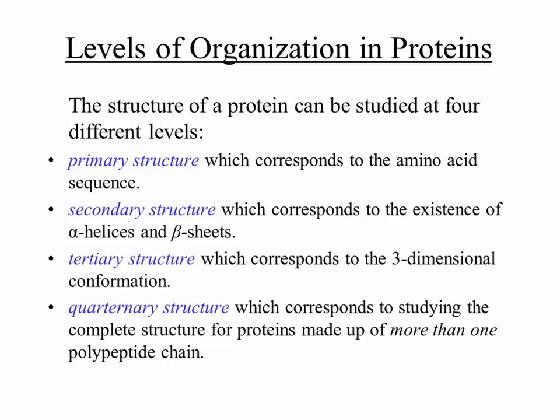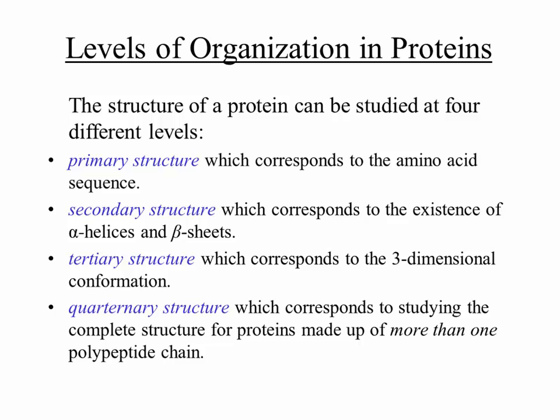Now what are the levels of organization in proteins? The structure of a protein can be studied at 4 different levels. The first one is the primary structure, which corresponds to the amino acid sequence. A protein is made up of amino acids that are linked together by peptide bonds. So the first level of studying proteins would be to look at the amino acids that make up that protein. Then you look at the secondary structure, which corresponds to the existence of alpha helices and beta sheets. I showed you already what an alpha helix is, what a beta sheet is. So what are the alpha helices and beta sheets that make up this protein? That would be the secondary structure.